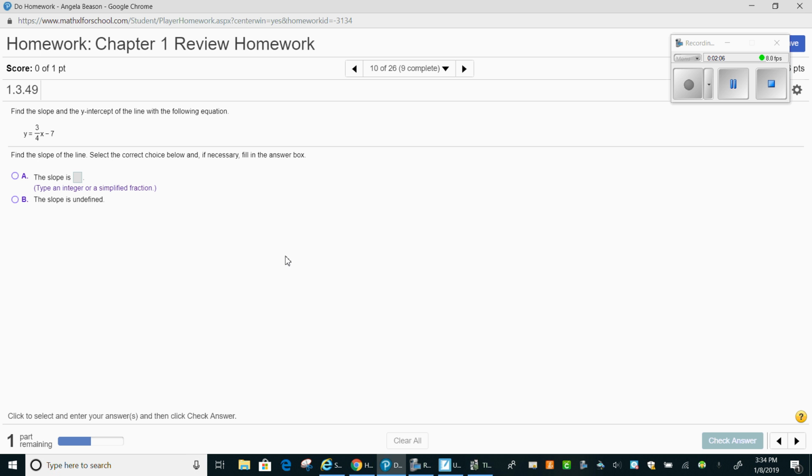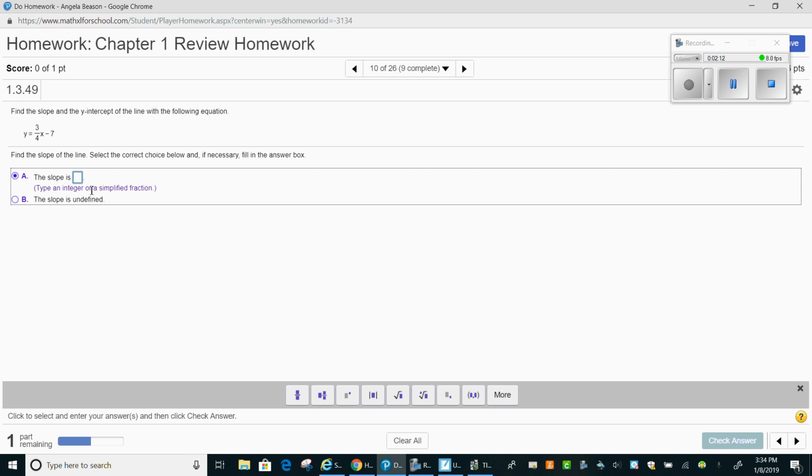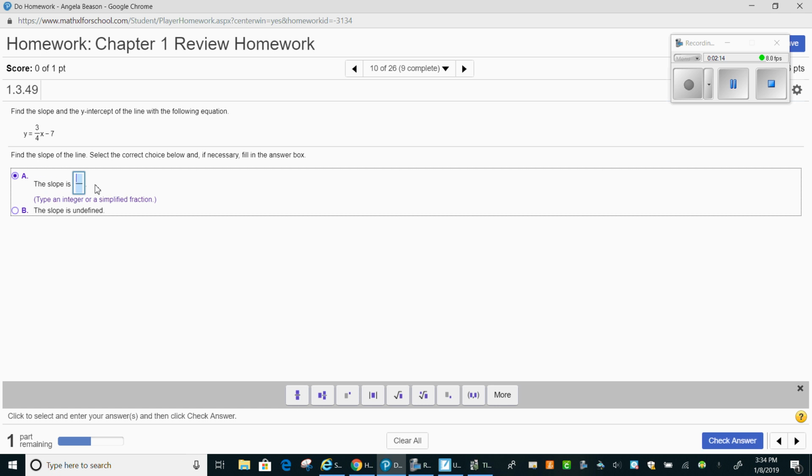All right, this one says find the slope and the y-intercept. The slope is, it says type an integer or a simplified fraction. So in this case, it's a fraction. It is 3/4. In other words, you can't do 3 divided by 4 and get 0.75. Even though 0.75 is the slope, it's not accepted for this question because they want an integer or a simplified fraction.